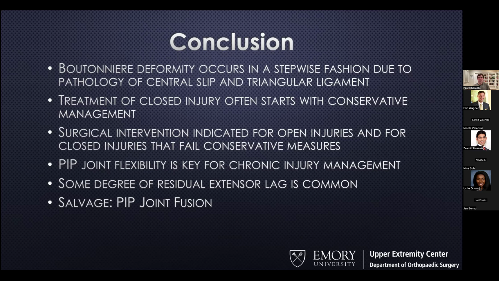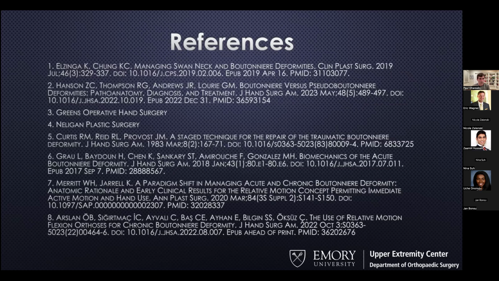PIP joint flexibility is key for chronic injury management, so you have to get them passively flexible at the PIP joint. And then some degree of residual extension lag is common. So this is probably the biggest issue: counseling patients on appropriate expectations with this type of injury. A lot of times people say, oh, I have a tendon injury, can't you just fix it and return it back to normal? But a lot of times people will still have some degree of residual extension lag or some degree of decreased range of motion of the DIP joint, and you have to counsel them on this. And then the salvage option in my mind is a PIP joint fusion. So with that, there are my references, and that's it.